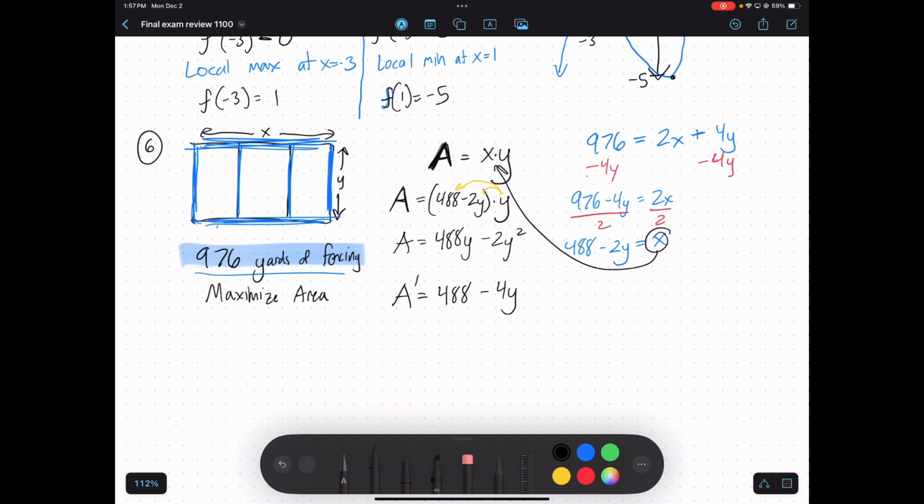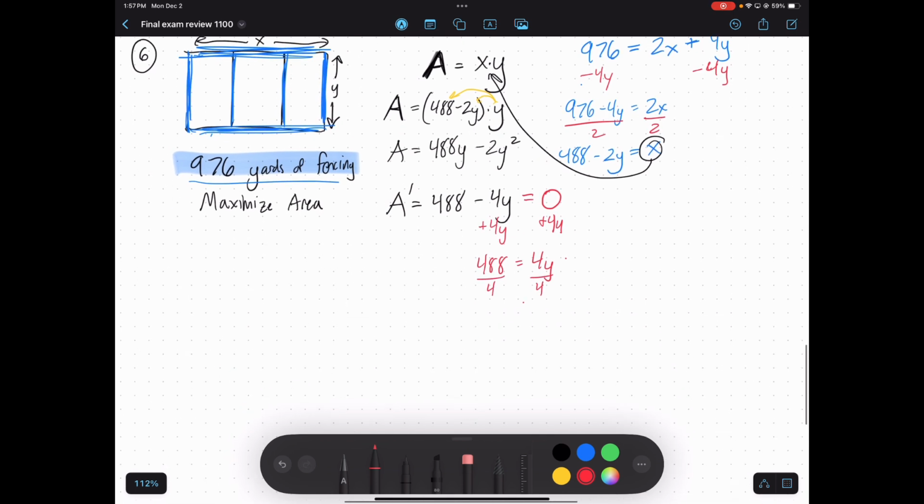Okay, notice how, because this is just in terms of one variable, I know it's y, but I'm not using implicit differentiation. I'm just treating y like my independent variable and taking the derivative like we normally do. So no implicit differentiation here, just take the derivative like normal. And like we said, now I can set this equal to 0 and see what I get. Okay, I'll add 4y on both sides. And I get 488 equals 4y. Divide by 4. And I'm left with y is equal to 122, I believe.